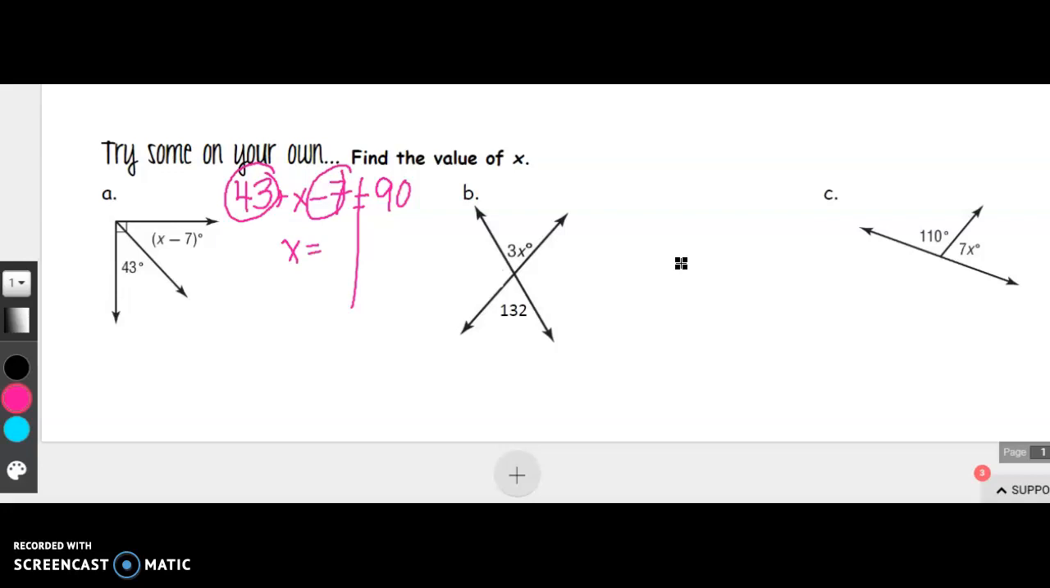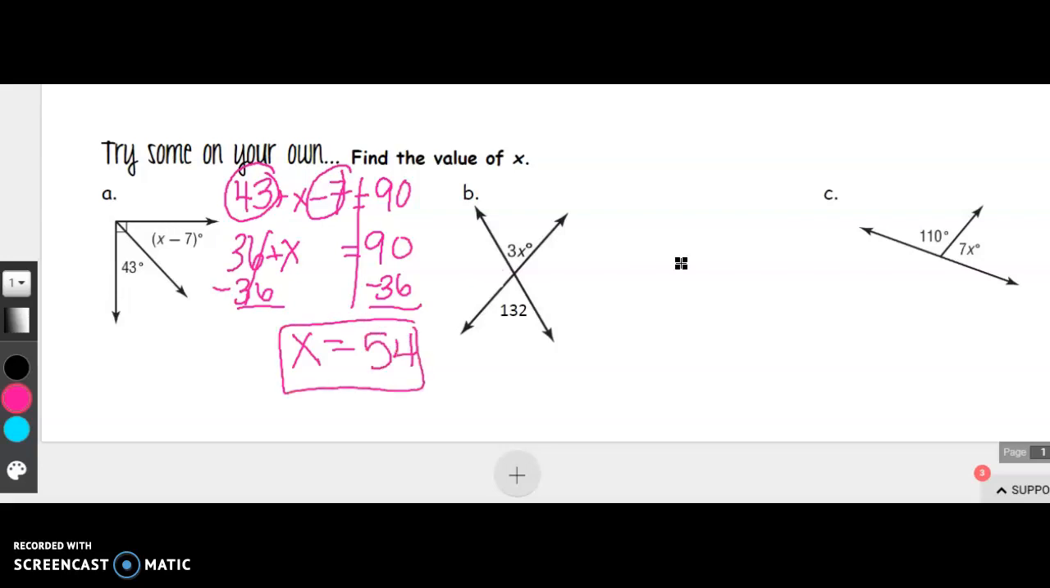Hold on. Sorry, guys. I have 36 plus my x equals 90. I have to get rid of this 36, so it's a positive 36, so subtract 36 from both sides. And 90 minus 36 gives me 54. So x equals 54. Now, like we said again, it's not the actual angle measure, but we can check that.